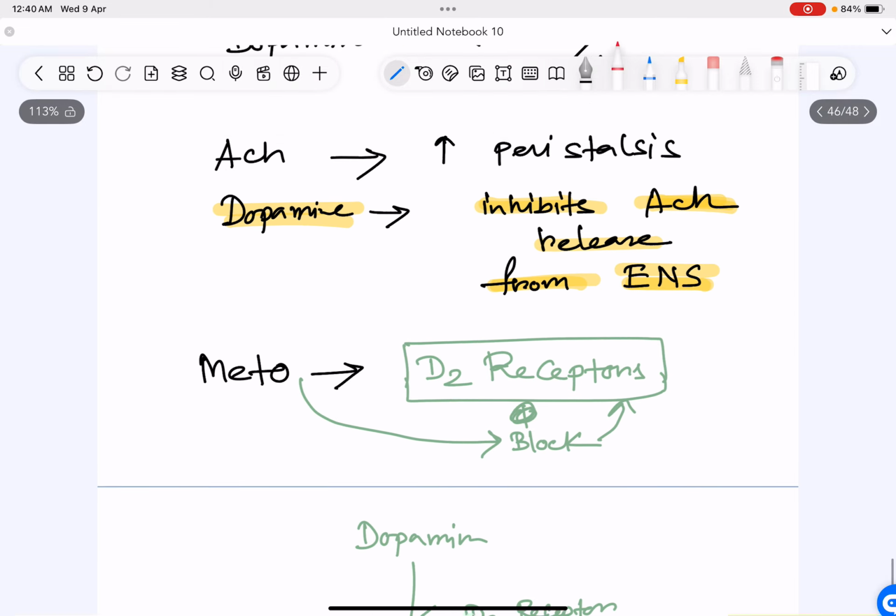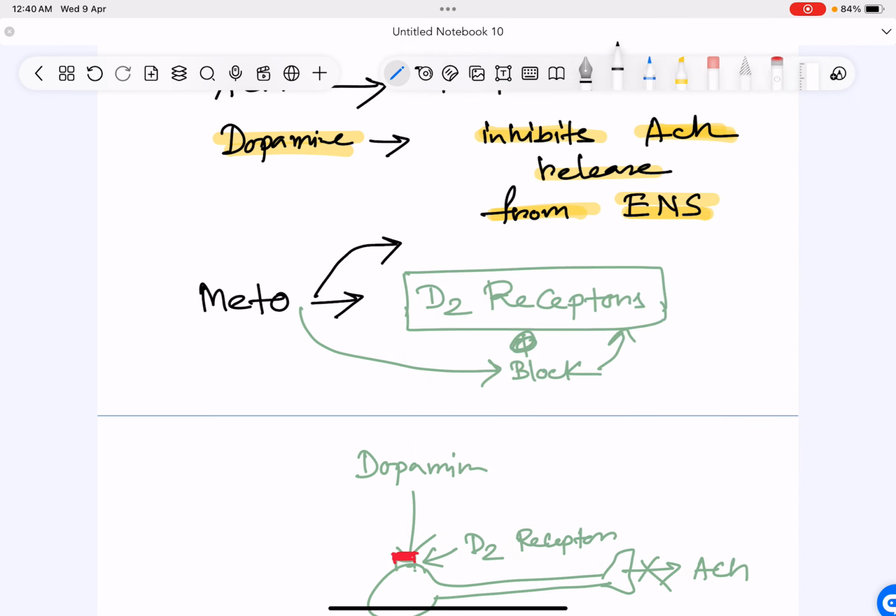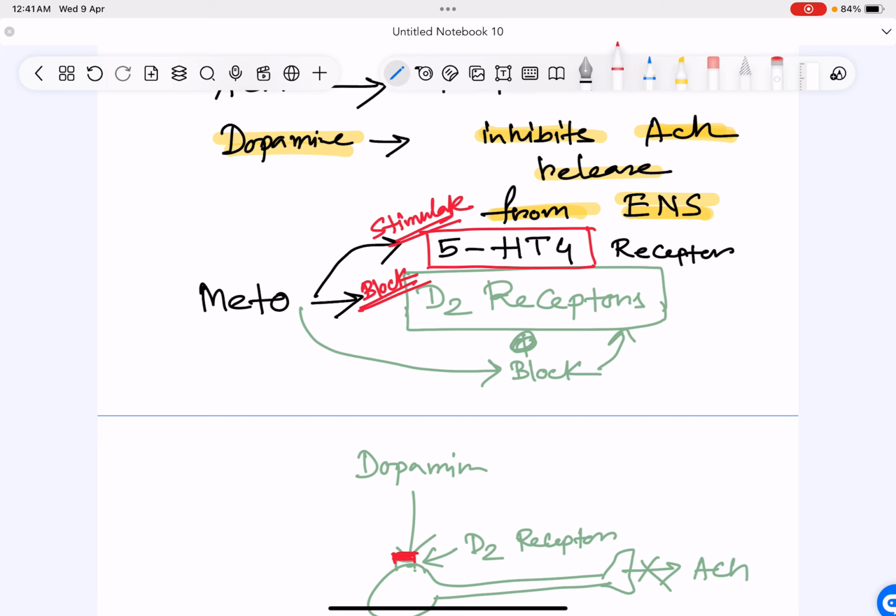The second mechanism of metoclopramide is that it works on the 5-HT4 receptors. These are serotonin receptors. There are many types: 5-HT1, 2, 3, 4. These are the most important ones. It stimulates the 5-HT4 receptor and blocks D2 receptors.